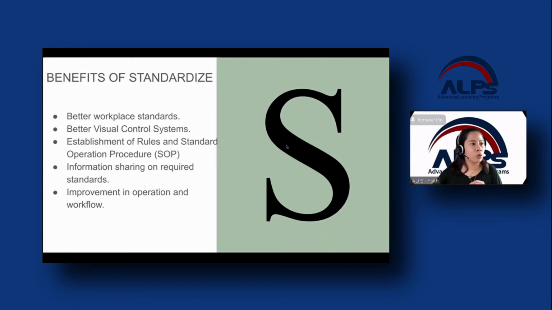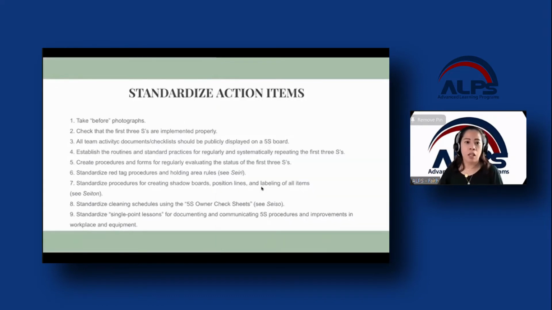So let's go through some of the action items in standardization. Obviously, we take before photographs before we standardize processes. Number 2, check the first 3S are implemented properly. Ruth, ano yung first 3S natin? Sort, set in order, and shine. Bago tayo mag-standardize, dapat nagawa na natin yung sort, set in order, and shine. Only after we do the first 3 can you create criteria and rules na susundan ng mga empleyado ninyo.